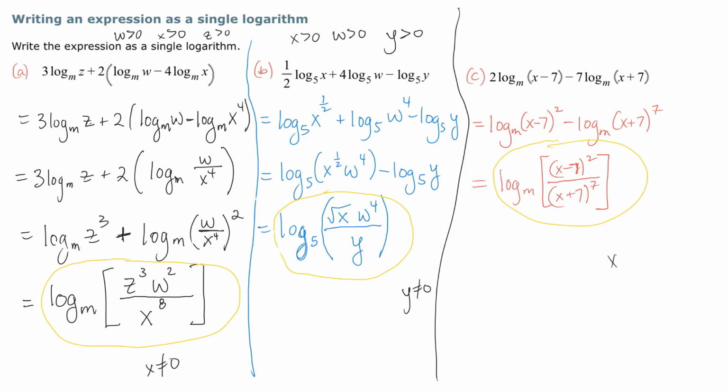And over here, x cannot be what? X cannot be negative 7. And this, we sort of knew that as well. We needed that x minus 7 is greater than 0, and x plus 7 is greater than 0. What does that really mean? X is greater than 7 and x is greater than negative 7. So that really implies that x has to be greater than 7 for part C. And so we know that x cannot equal 7 already.